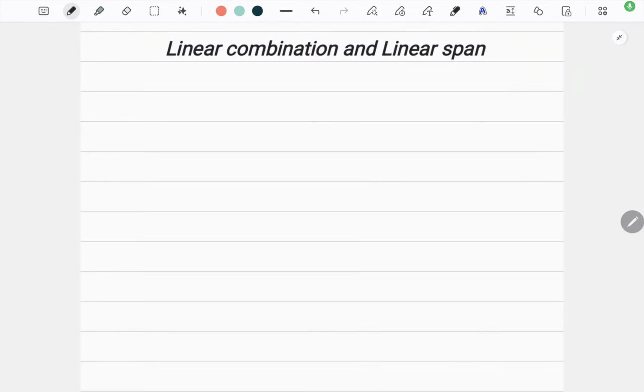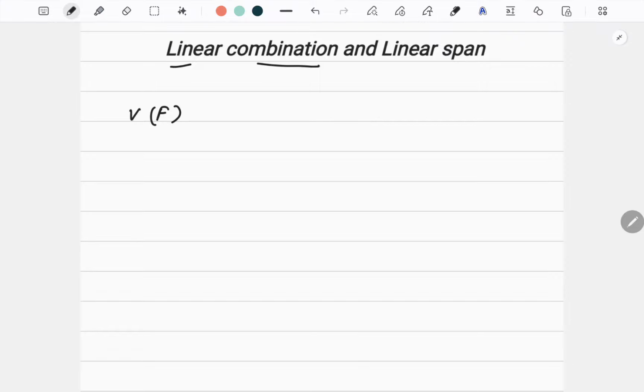Students, let us understand a very important concept of vector space, which is linear combination and linear span. It is the easiest topic, very scoring topic, and you will like it because there will be something numerical sort of thing which you have already done earlier. So now let us first understand what is the meaning of linear combination. What is a linear combination?